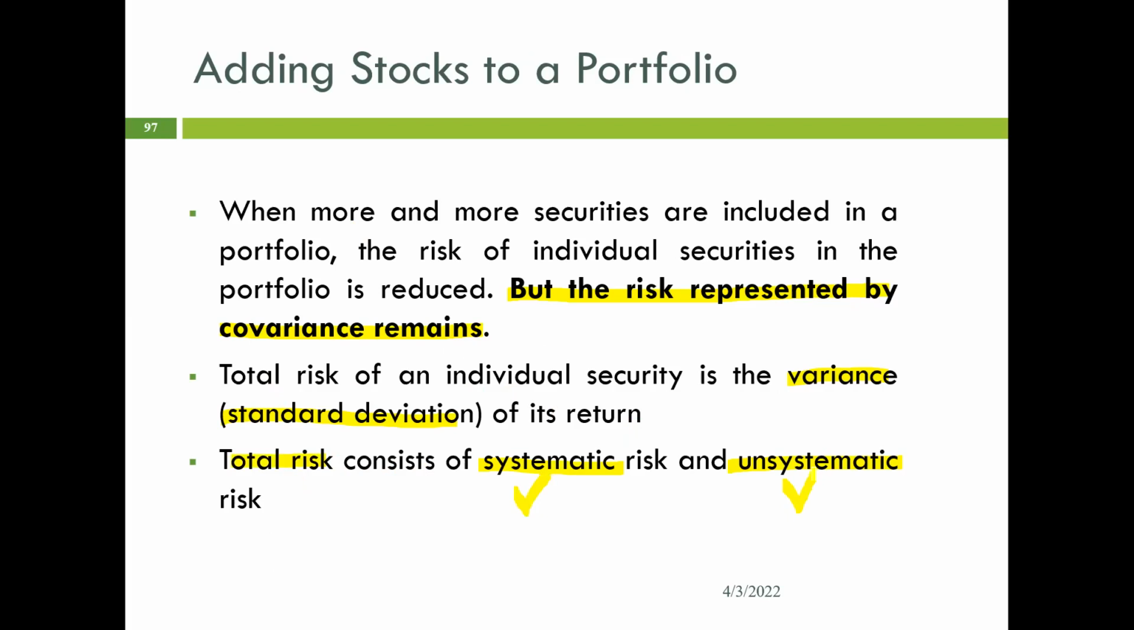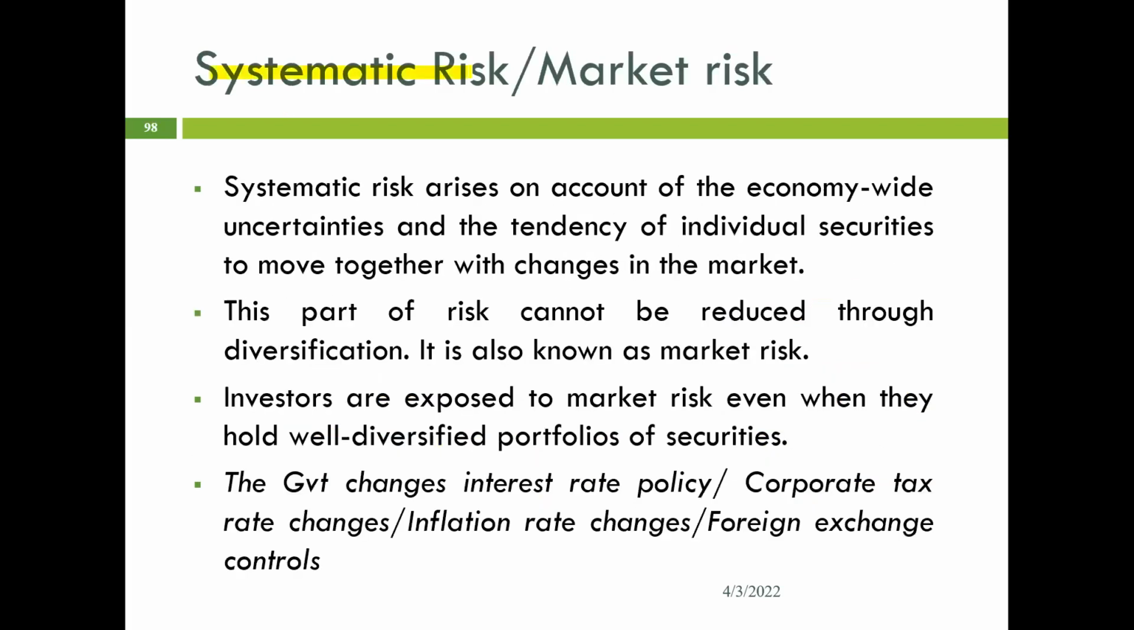Systematic risk, we sometimes term as the market risk. Unsystematic risk we term as the firm specific risk, and also diversifiable risk. Systematic risk is the undiversifiable risk. So what is systematic risk, or what is market risk?